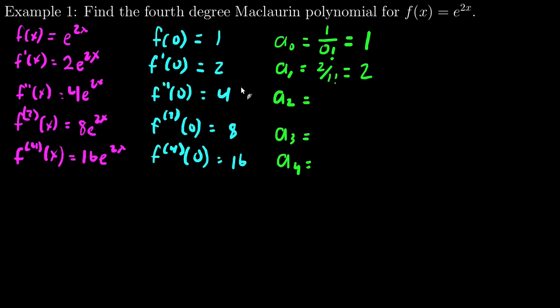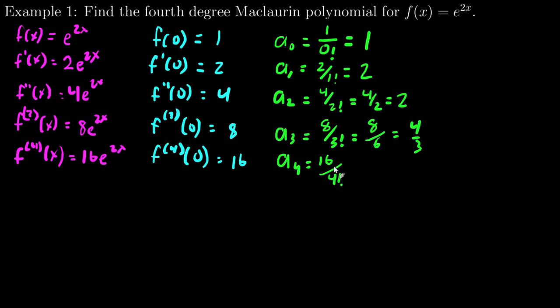For this, I do this term, 4 divided by 2 factorial. 2 factorial is 2. 4 over 2 is 8. No, it's not. Sorry. 4 over 2 is 2. For this, I take that value divided by 3 factorial. 3 factorial is 6. 8 over 6 is 4/3. And the fourth derivative is 16 divided by 4 factorial. Well, 4 factorial is 24. So I have 16 over 24. These both reduce out by a factor of 8, so I get 2/3.